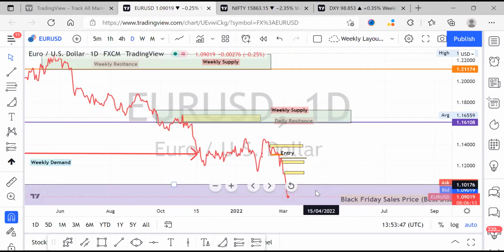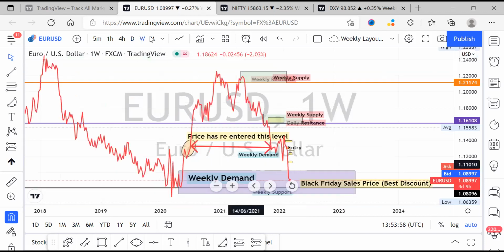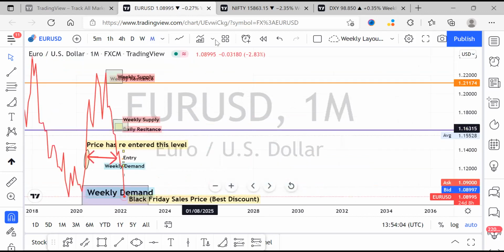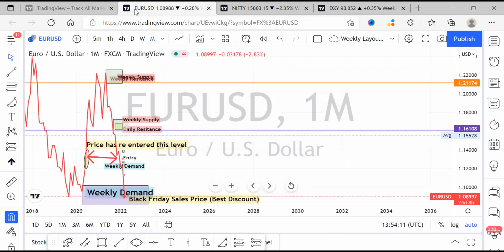Just because it hits a demand zone where the buyers are supposed to be, the selling pressure has not stopped. The selling pressure on the weekly is very strong. The selling pressure on the monthly is still very strong. The reason for that is the dollar is strong. The dollar is going up. Remember the second pair: if we are buying the euro, we're selling the US dollar.